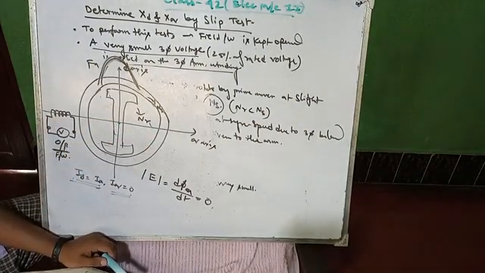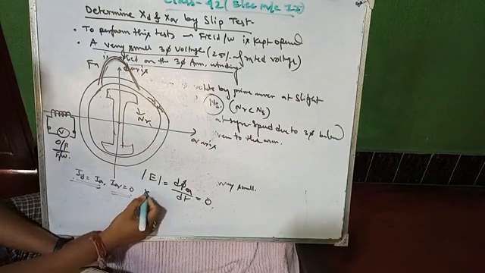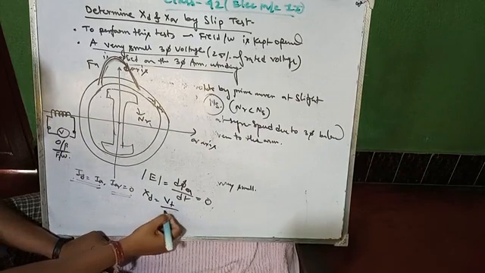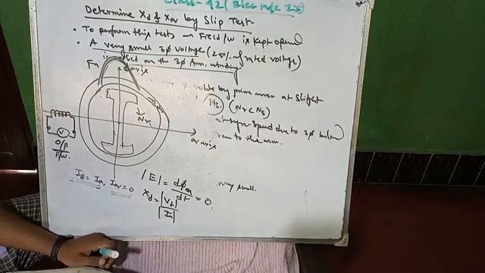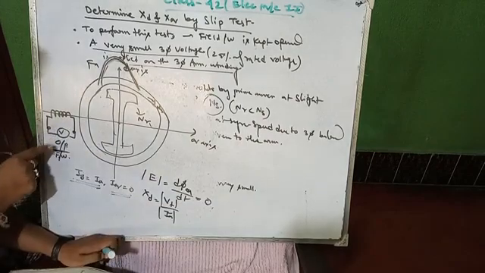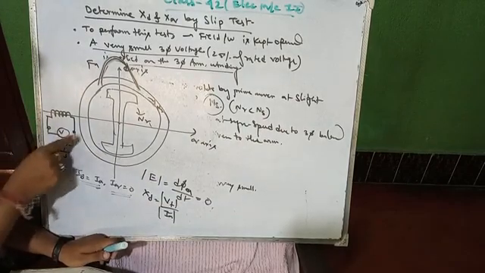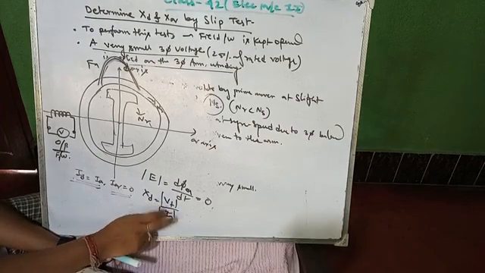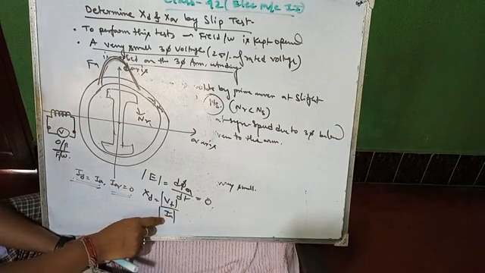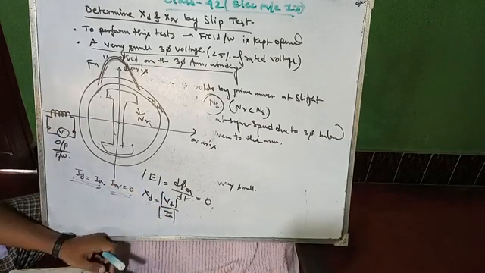At that situation Xd can be written as Vt by Ia. When the voltmeter reads 0 across the open circuited field winding, the terminal voltage divided by Ia gives Xd.